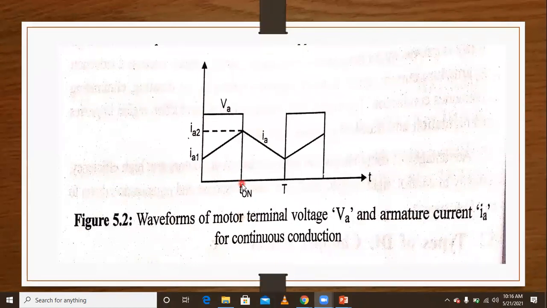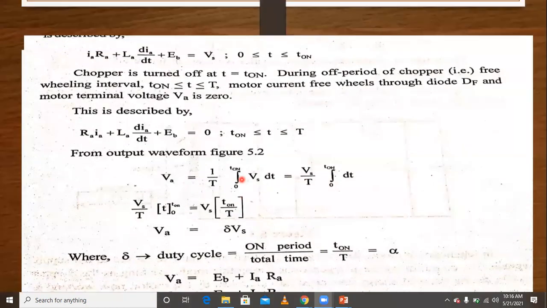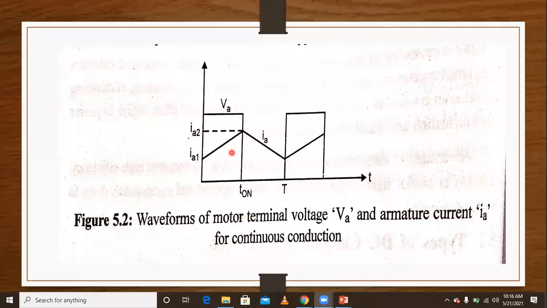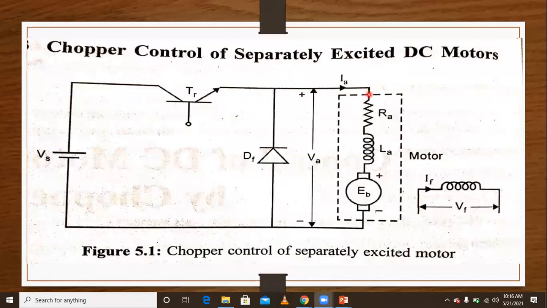During the off period, the chopper is turned off, and that is a freewheeling interval. The chopper turned off means it's open circuit, so the source is not connected here. This current freewheels through the freewheeling diode. During the off period, that is called the freewheeling interval.